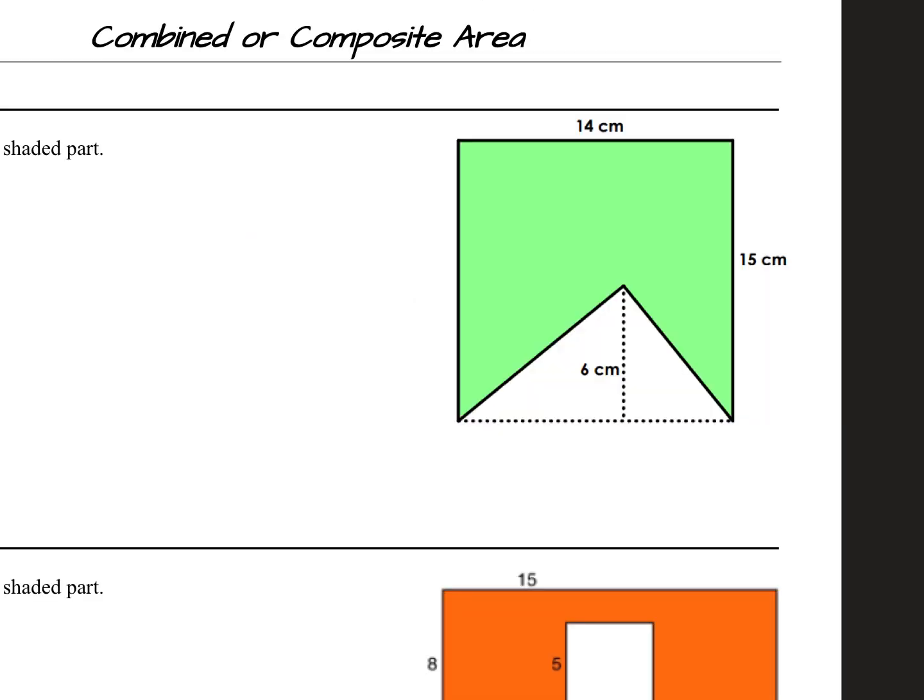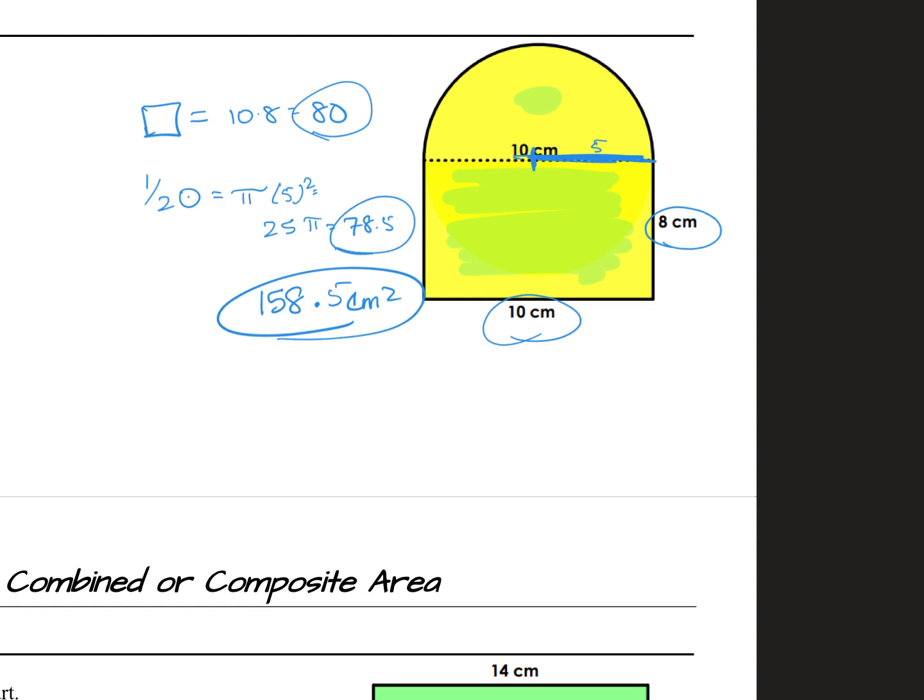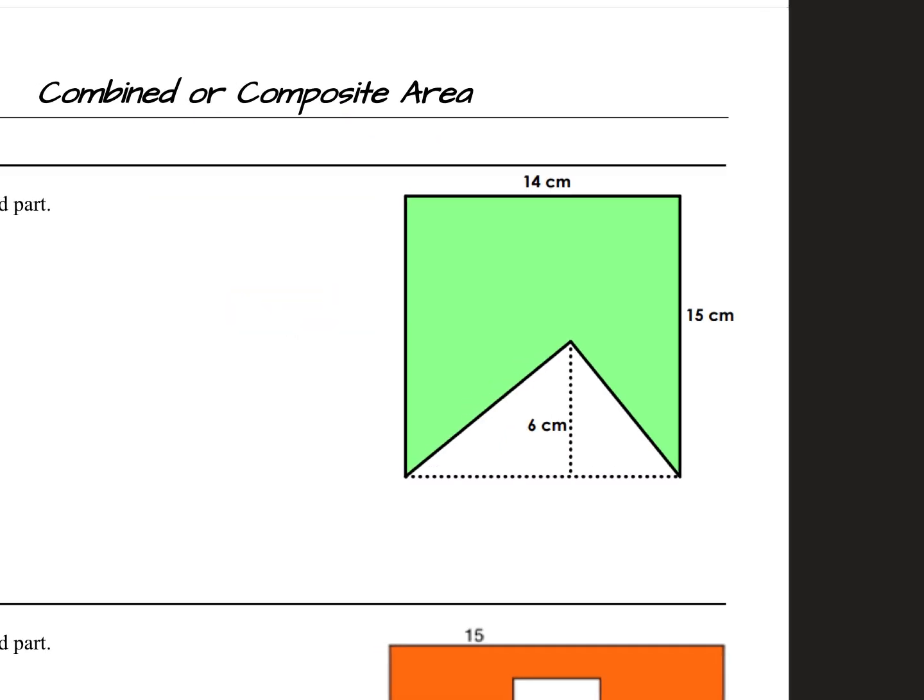Now looking at number 3, hopefully you can see that these are not the same color this time. When they are the same color, like example 2, we add the two shapes together. When they are different colored, then that's when we subtract the two areas. So in this one, we're going to find the area of the big rectangle. In this case, we're going to take 14 times 15. So the rectangle is 14 times 15, and that gives us a total of 210.